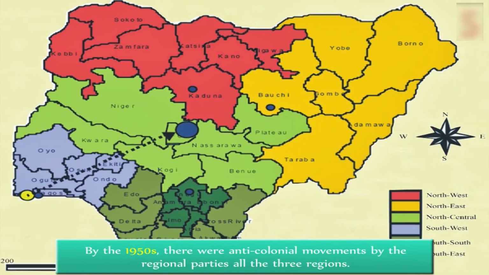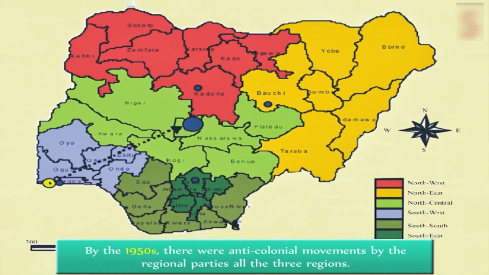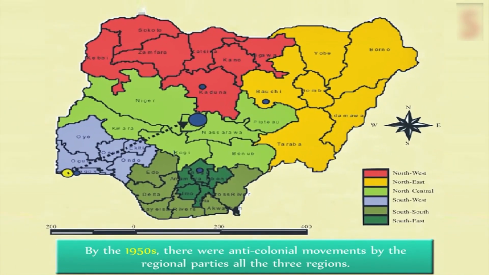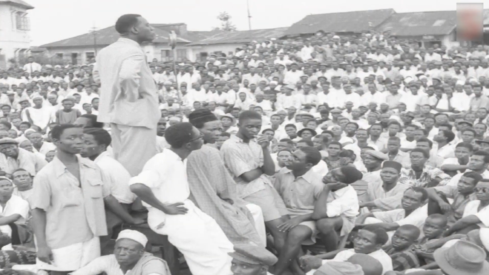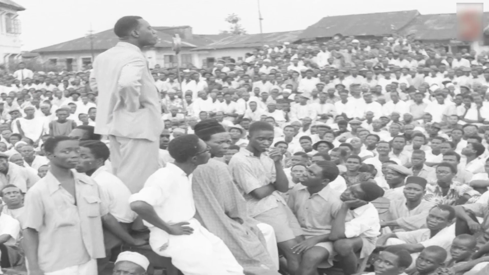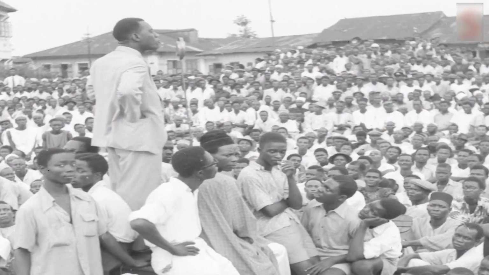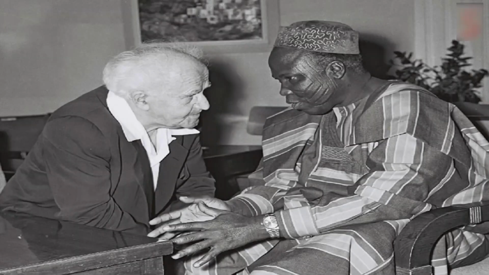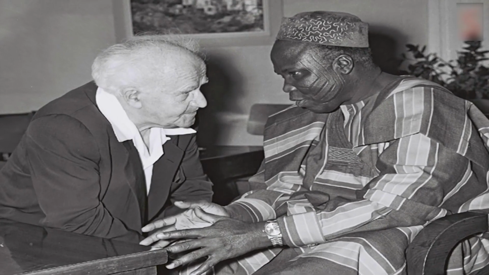By the 1950s, there were anti-colonial movements by the regional parties in all the three regions. While the conservative Northern People's Congress or the NPC led the movement in the north, the National Council for Nigeria and the Cameroons or the NCNC led the movement in the east. The Action Group or AG was the regional party in the west.